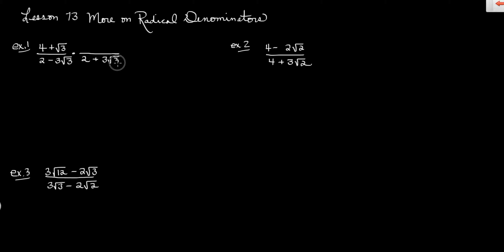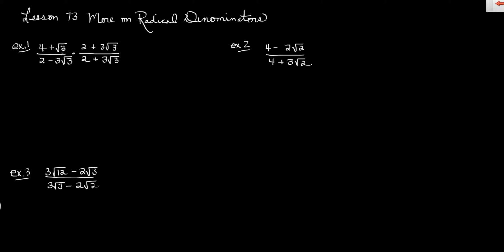Now, the reason we do that is so that when we do FOIL, when we do our outer and our inner, they're going to cancel out. So this would be 6 square root of 3, and this would be negative 6 square root of 3, so they're going to add out. Whatever you do to the denominator, you also have to do to the numerator, because that is the same thing. Anything over itself is 1, and anything multiplied by 1 gives you itself back. So you're not changing the value of this fraction by multiplying the numerator and denominator by the conjugate.